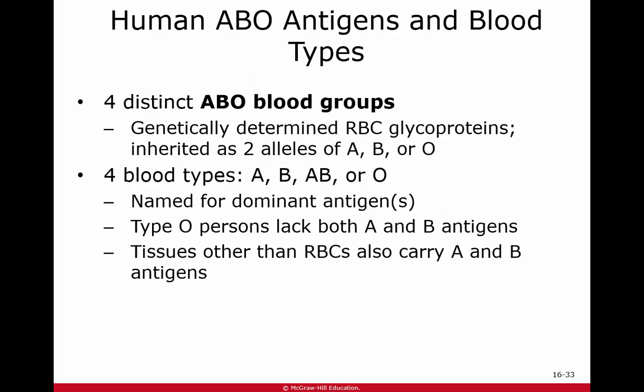Now, to review briefly our ABO blood groups, they are determined by the glycoproteins on the red blood cells, and they're inherited. And you get two alleles for A, B, or O. And so you've got four blood types: type A, type B, type AB, or type O. And you name them for the dominant antigen. So A has A as the dominant antigen. B has B as the dominant antigen. O doesn't have any antigens. And if it has A and B, it's going to be type AB. And you can have other tissues besides your blood that carry these A and B antigens.